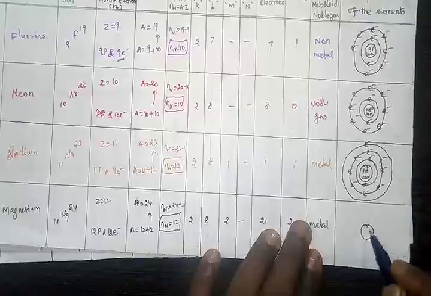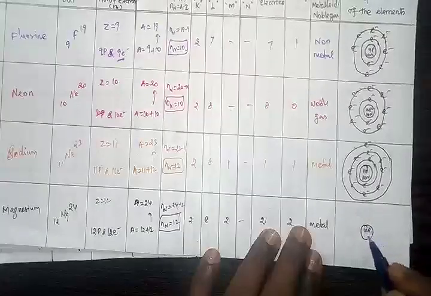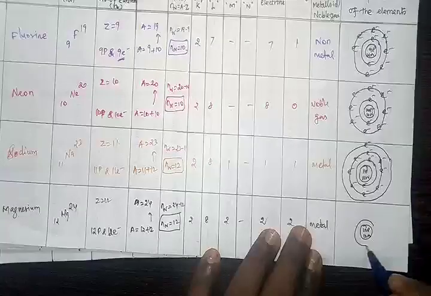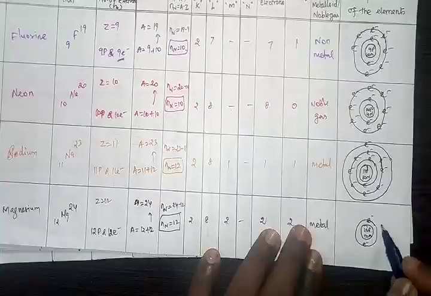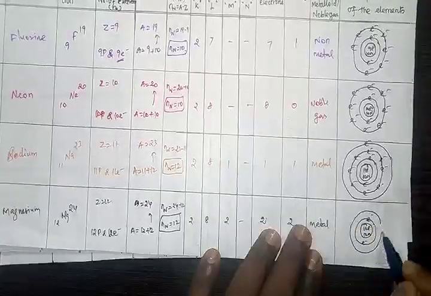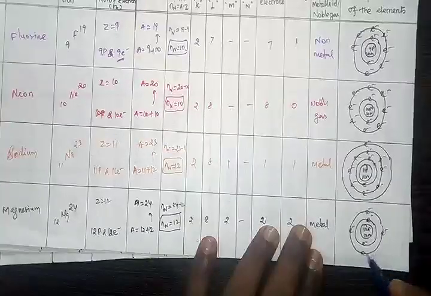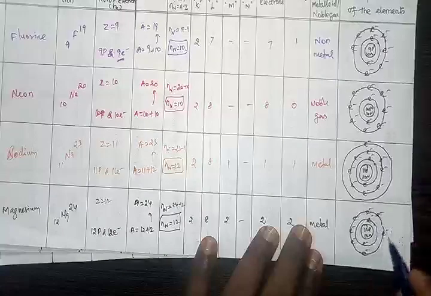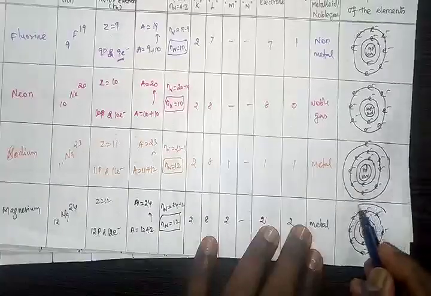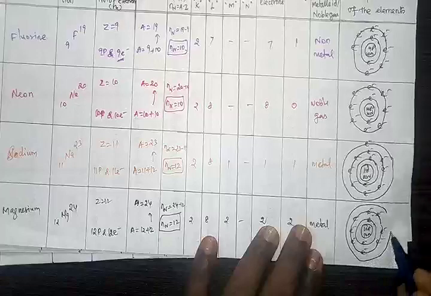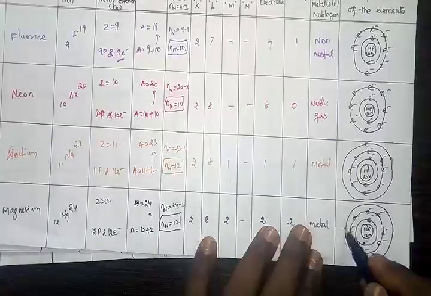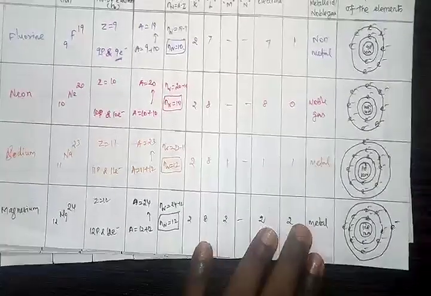First we will draw 12 protons and 12 neutrons, and then in the K shell you draw 2 electrons, and then in the L shell we have 8 electrons: 1, 2, 3, 4, 5, 6, 7, 8. The next shell consists of 2 electrons, 1 and 2, right?